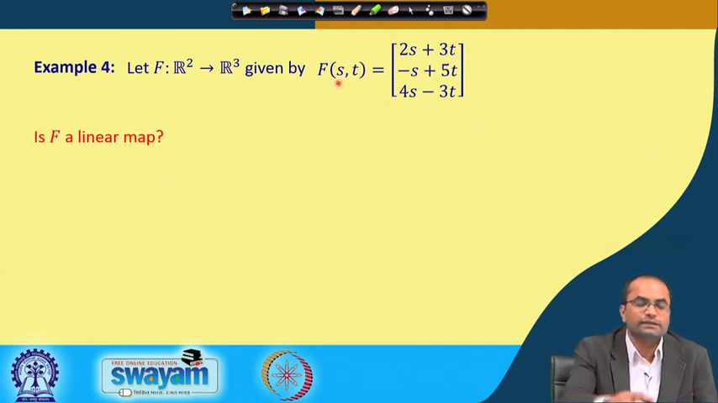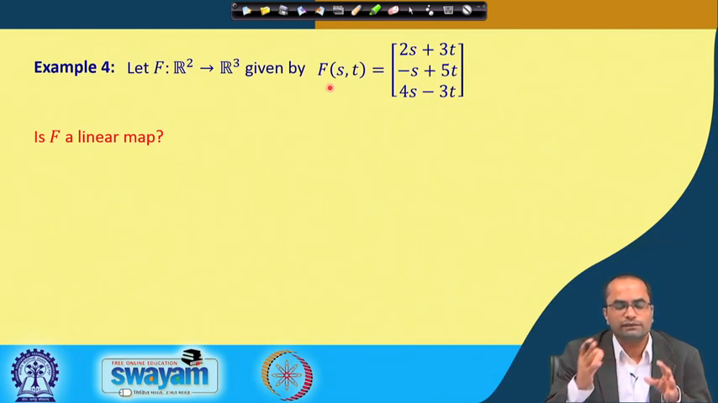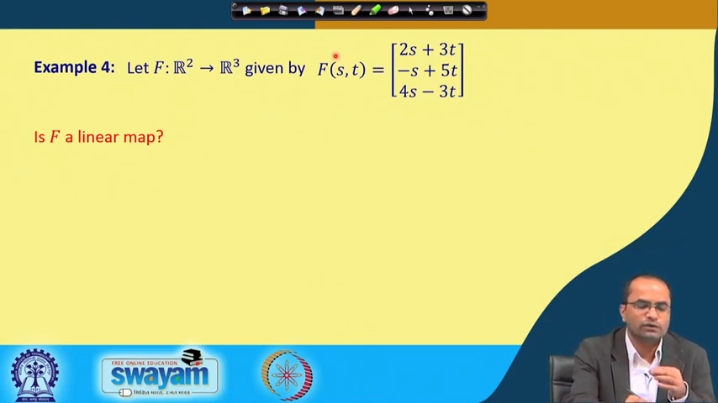One way of checking would be that we take two elements from R^2 and see whether this f, when applied on u plus v, gives us f(u) plus f(v), and the second condition, that f on lambda u is equal to lambda times f(u). So, we can check those two conditions separately on this map.